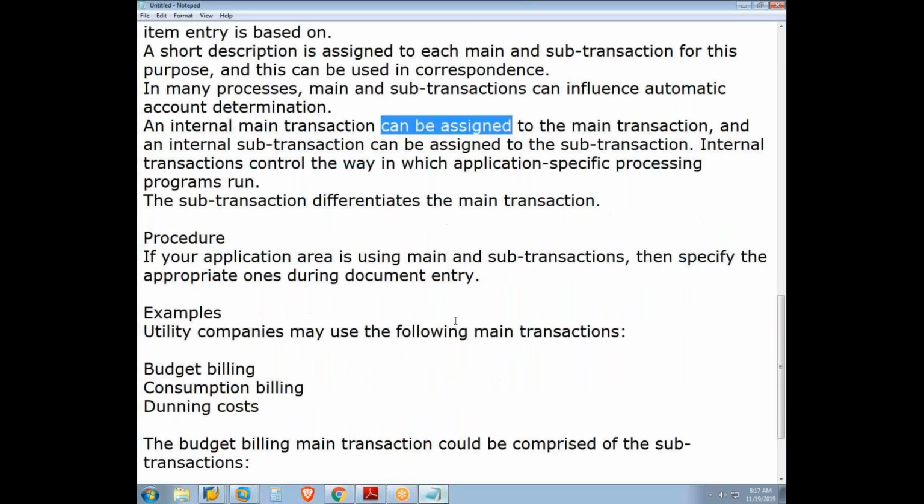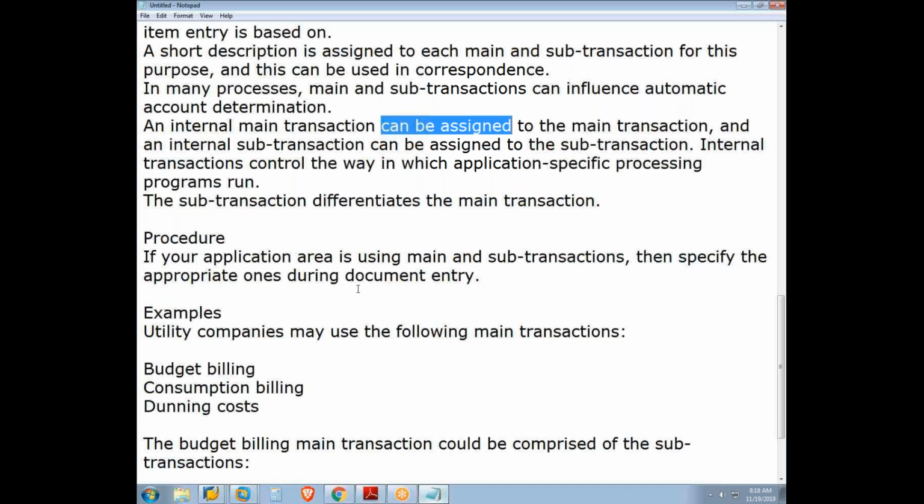If your application area is using main and sub transaction, then specify the appropriate ones during the document entry. Now, document entry, it is saying specify them. That means if you are posting a document manually. But if you are posting a document indirectly, that means not manually, it is posting automatically in the background. For example, I'm preparing an invoice and posting into FICA directly. In that case, as a user, I don't have to specify the main and sub transaction. The system will derive them automatically based on the configuration: for this kind of document, this is the main transaction, this is the sub transaction. How it will derive, we will see.